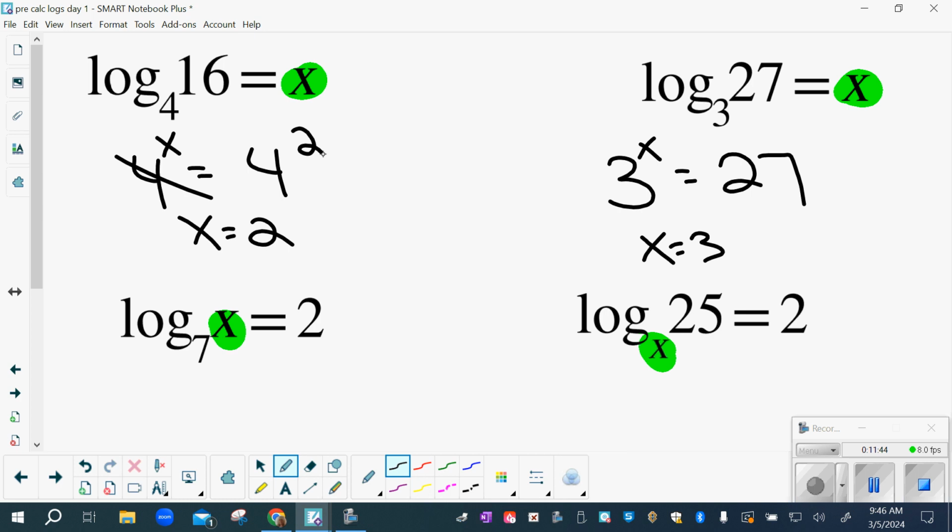So watch this one. This is saying 7 to the second equals x. I can do that in my head. 7 to the second, it's 49.